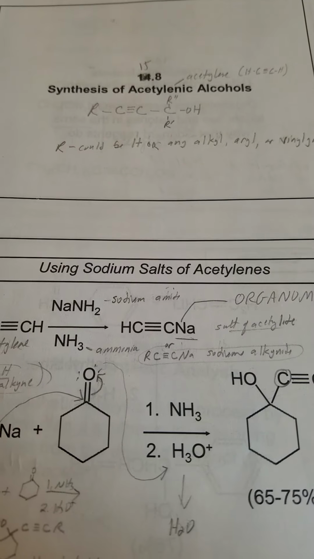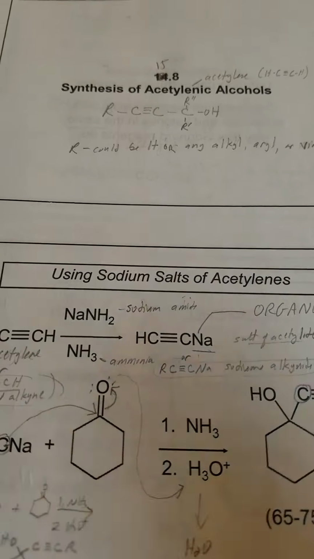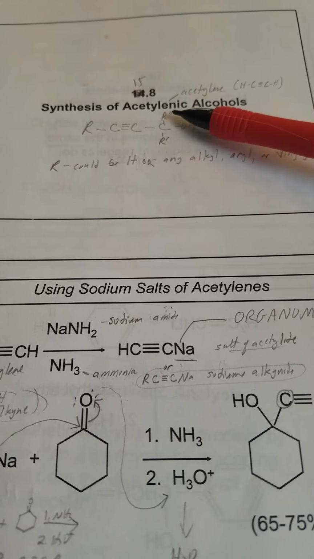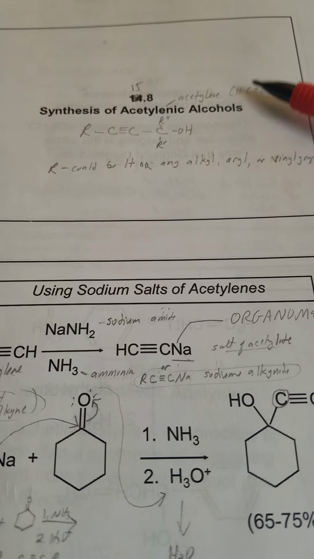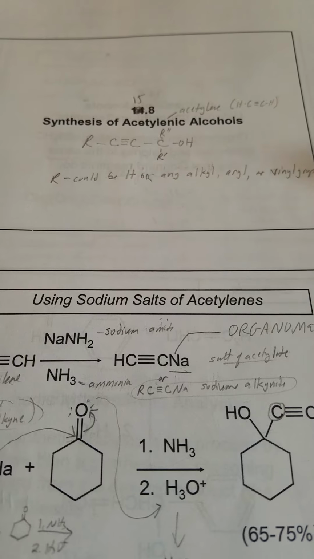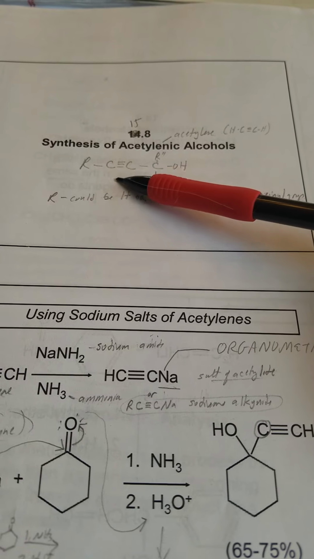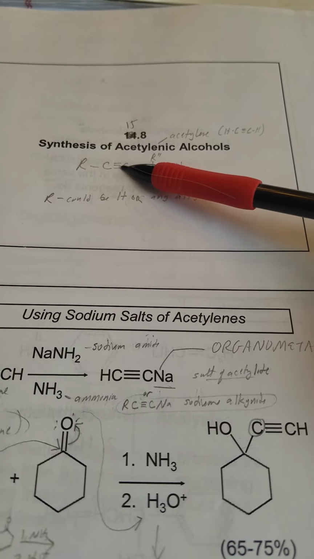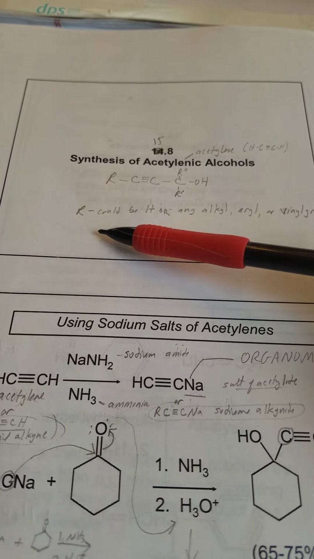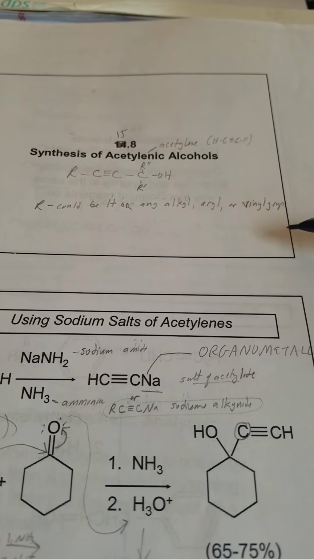With our organometallic compounds, chapter 15. This is a reaction where you're going to synthesize an acetylenic alcohol, either using acetylene or a terminal alkyne. This is the generic formula for this. You're going to have a triple bonded carbon pair and an OH group in the same compound. Your R groups can either be hydrogen, an alkyl group, an aryl group, or a vinyl group.